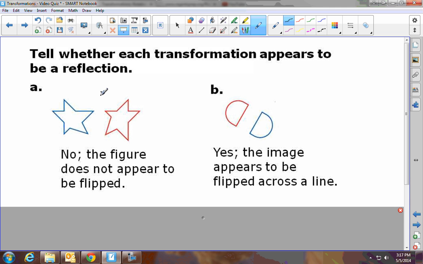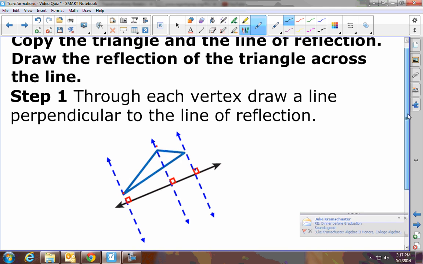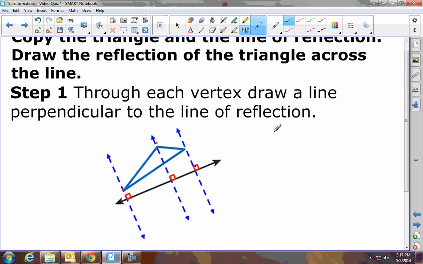All right, if we were to draw a line here like a mirror, would it be the same? No, it's not. But over here, would it be the same? Yes, it would be. Okay, so here are the steps to do a reflection. Get these down. Step 1, through each vertex, draw a line perpendicular to the line of reflection.